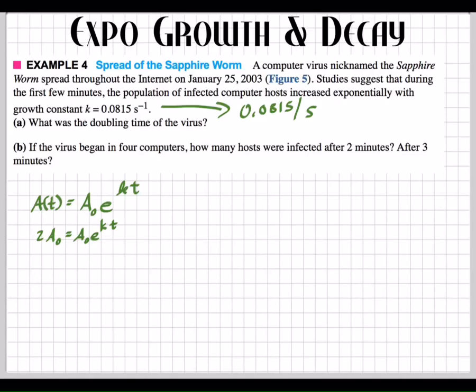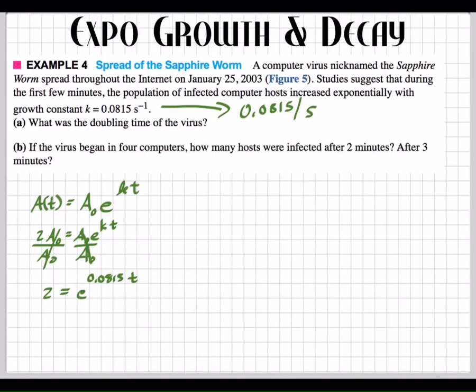So let's plug in k because we know it, and let's get rid of that A naught. Because if we divide both sides by A naught, the A naught's gone. Right? So we're just left with 2 equals e raised to the, and then we know k, it's 0.0815, and then we're multiplying that times t. Okay, does everybody see what just happened?